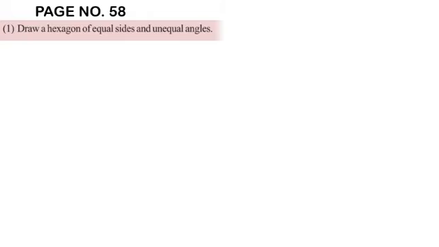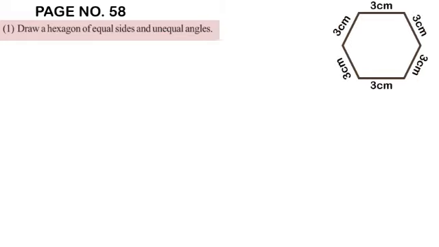Question number 1. Draw a hexagon of equal sides and unequal angles. Children, hexagon means a six-sided closed figure, right? We have to draw a hexagon with equal sides. Here angle does not matter because it is unequal. So it is not a regular hexagon. Right children? Then first let us draw a rough figure of the hexagon. Shall we take each side as 3 cm?